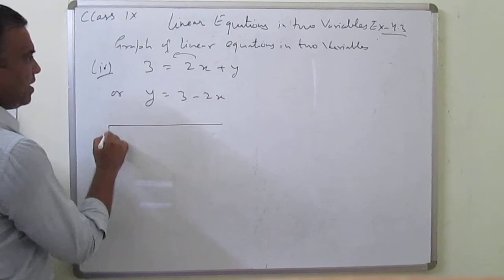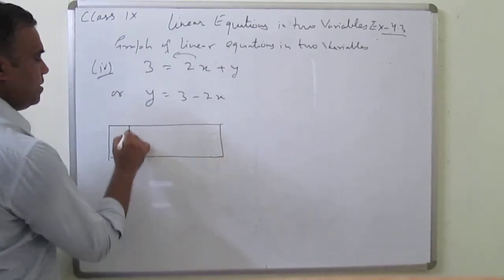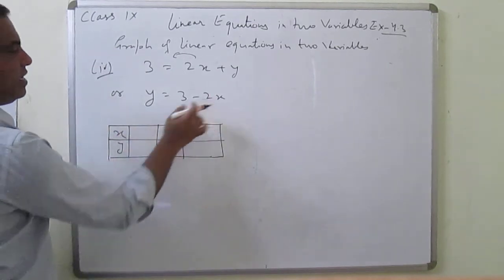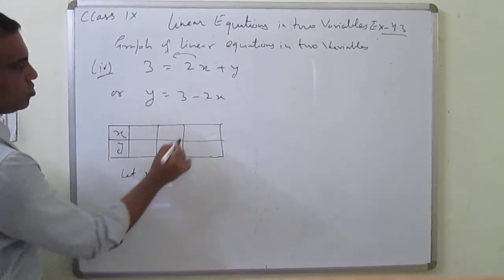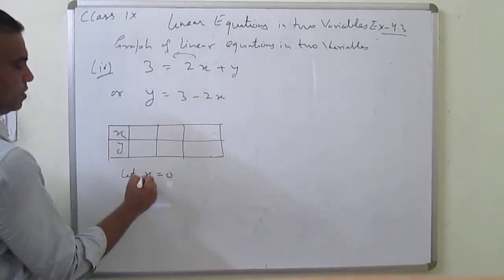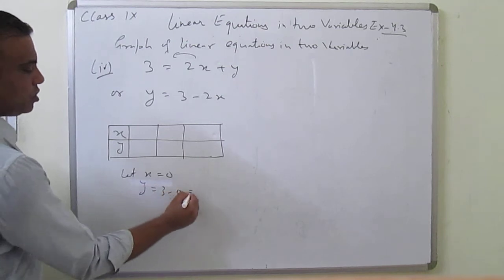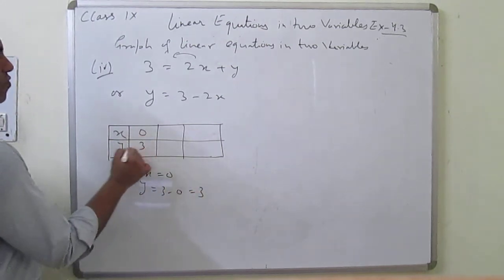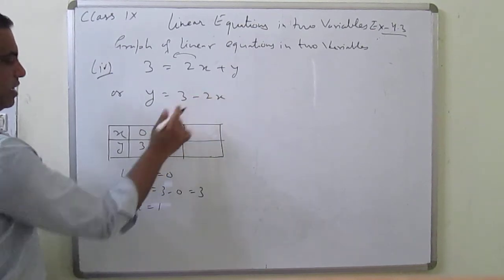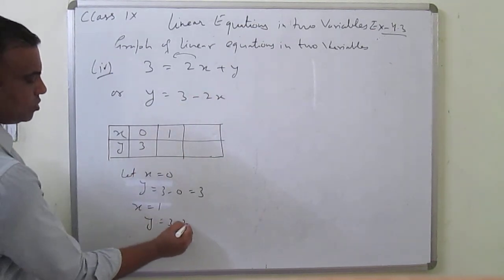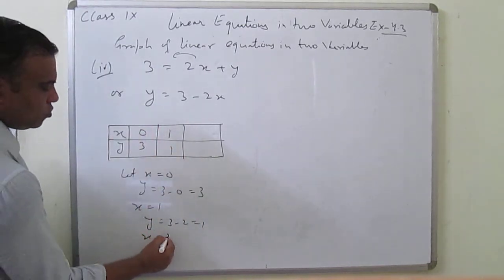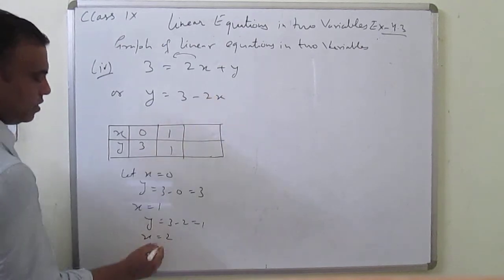Make a table for x, y. This is x, this is y. Let x is equal to 0. अगर x 0 ले लेंगे तो कितना हो जाएगा? y is equal to 3 minus 0 is equal to 3. x is 0, y is 3. If you take x is equal to 1, x 1 ले लेंगे तो y कितना आ जाएगा? 3 minus 2 is equal to 1.